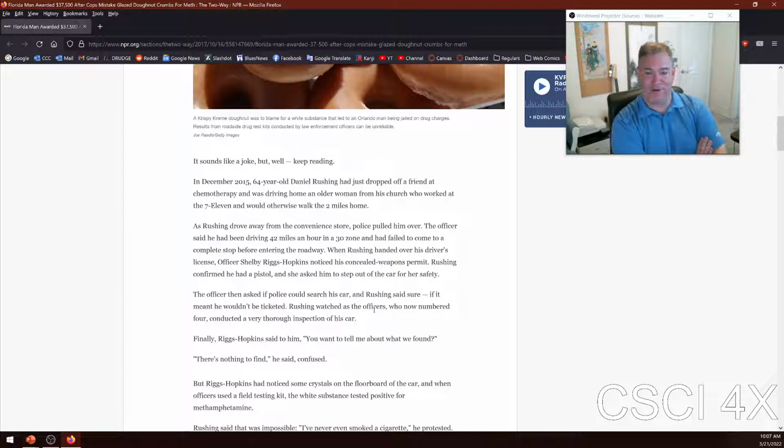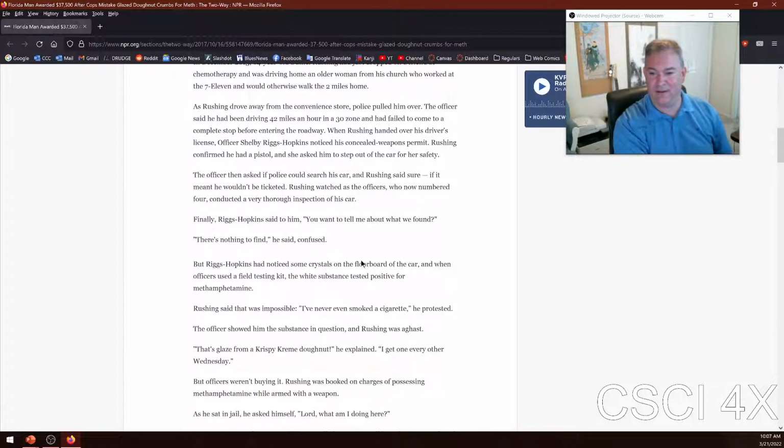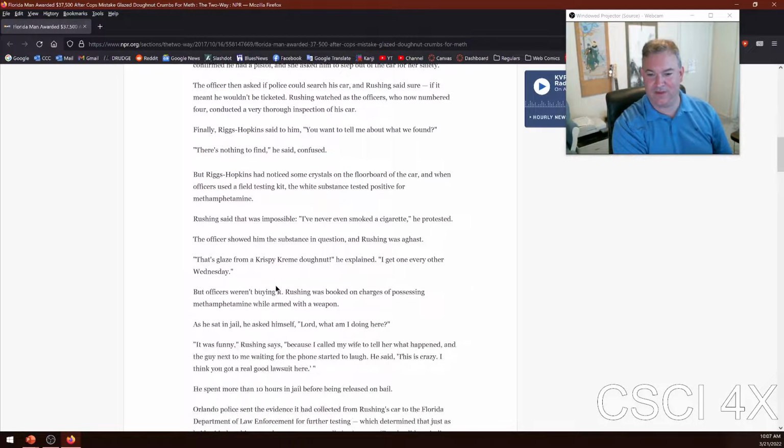It's one of the big secrets of the canine division that the dogs pay attention to the handler. If the handler's really nervous, the dogs can signal as well. And then they're like, oh, he's got marijuana on him. And then they seize your money and whatever. So, you want to tell me about what we found? Nothing to find. Some crystals. It's glazed from a Krispy Kreme donut.